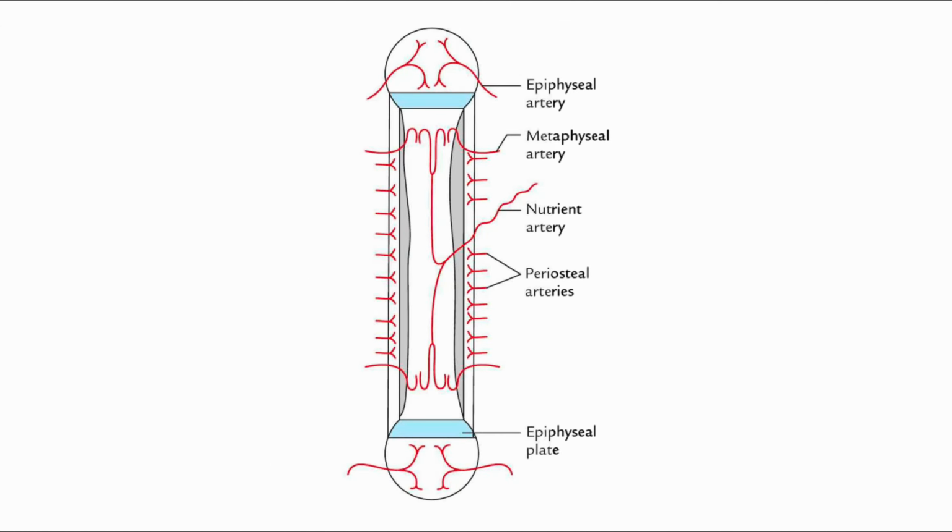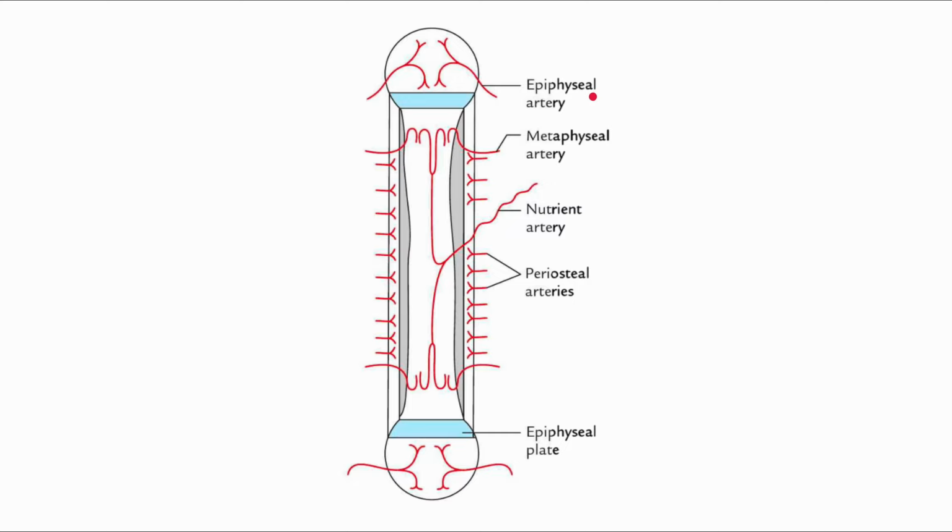There are 4 sets of arteries which will supply a long bone, and they are the nutrient artery, then periosteal arteries, metaphyseal arteries and epiphyseal artery.